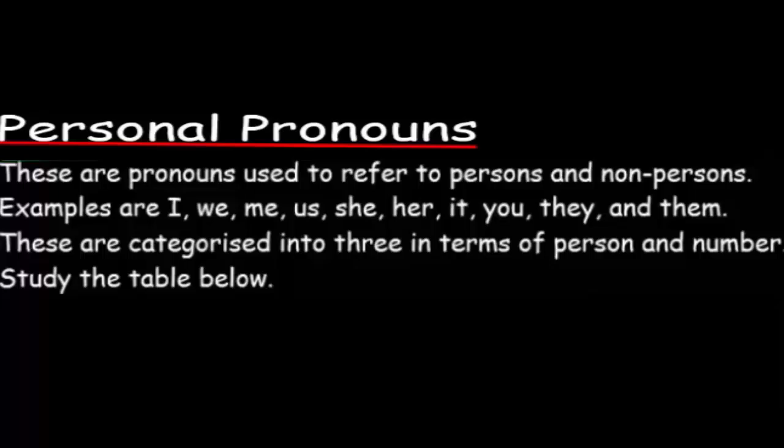They are used to refer to persons and non-persons. Examples are I, we, us, she, her, it, you, they, and them. These are categorized into three in terms of person and number. Now look at this table.